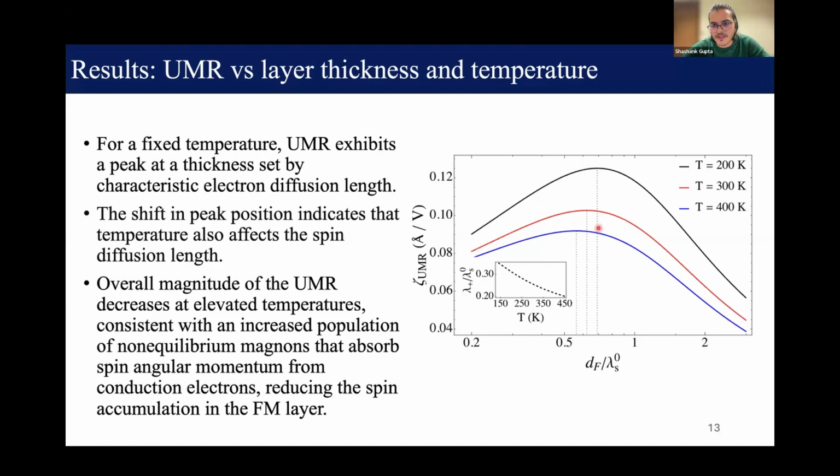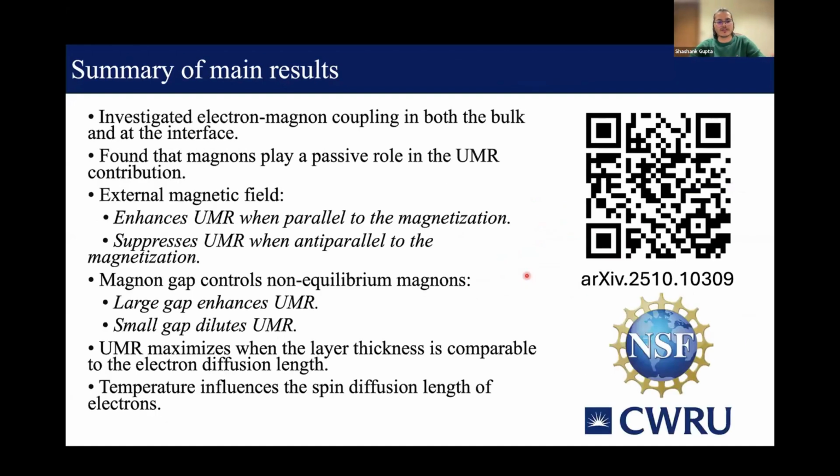The change in magnitude occurs because when the temperature is high, we have an increased population of magnons, so more interaction, which means less UMR. The peak shifts because the spin diffusion length decreases with temperature. So this is a summary of my main results. Thank you, and let me know if you have any questions.